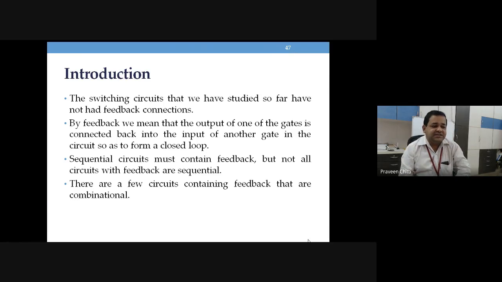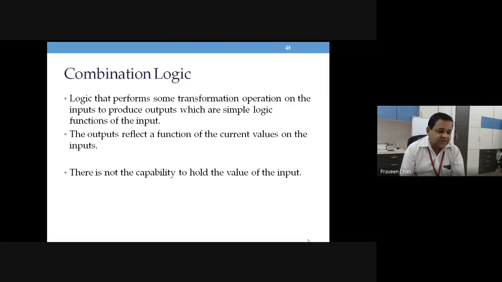So the switching circuits that we have studied so far have no feedback. All those circuits which you have studied, like multiplexer, demultiplexer, decoder, encoder, come under the category of combinational logic circuit. Right? So in this circuit, if you give the feedback, then we get what is called a sequential circuit. In combinational logic, there is no capability to hold the value of the input.